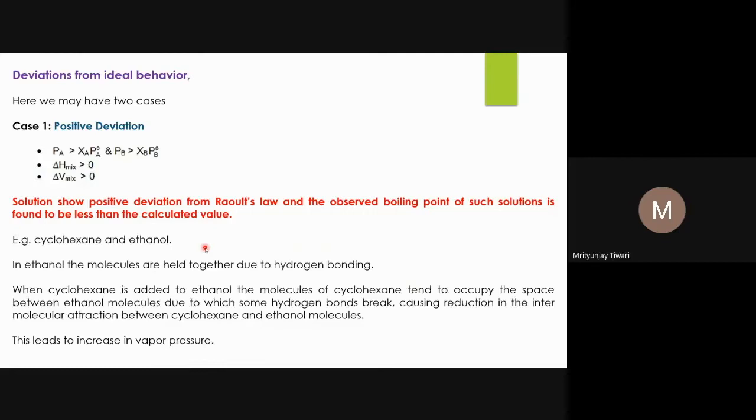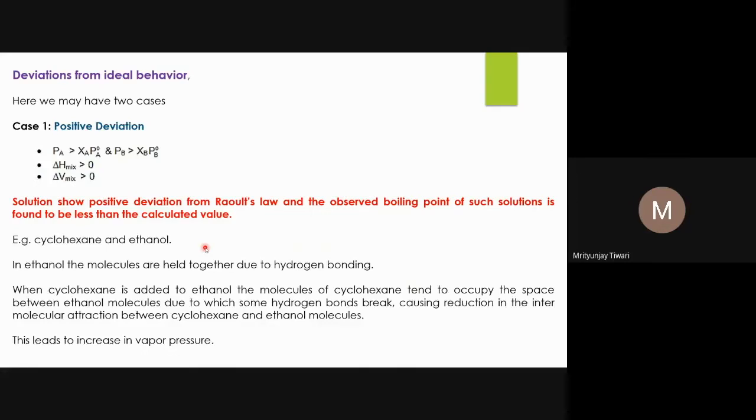ethanol. Now you add cyclohexane, and cyclohexane molecules will come between two ethanol molecules, and thus it will weaken the hydrogen bonding interaction between two ethanol molecules. It means that now, in the solution phase, the molecular interactions are weaker than when it was pure solute and pure solvent. And so what we see is that the vapor pressure of the ethanol will increase in the solution.